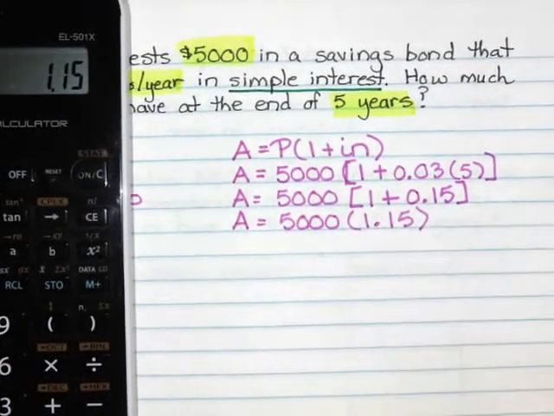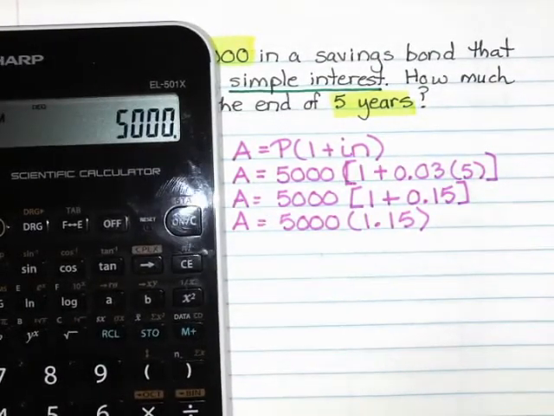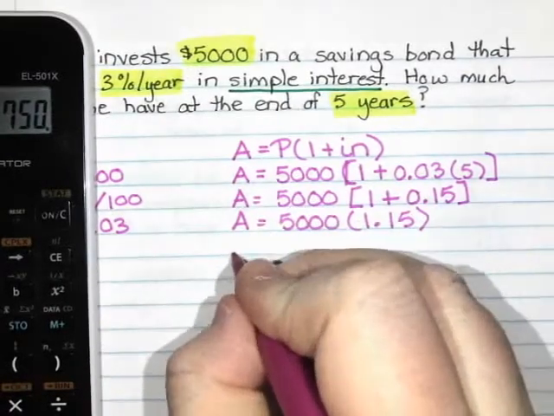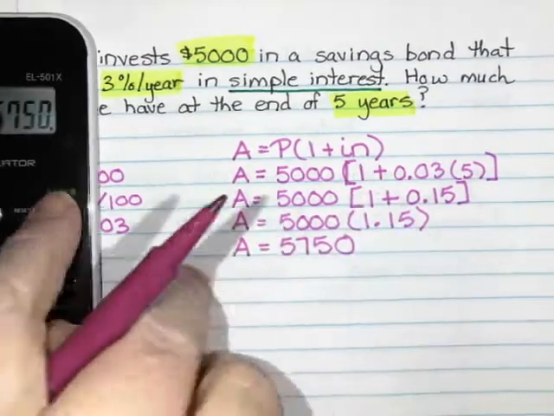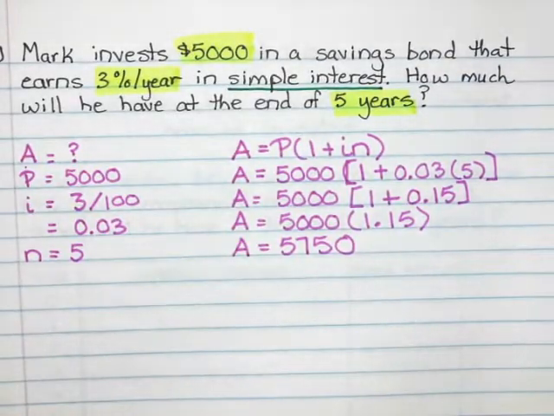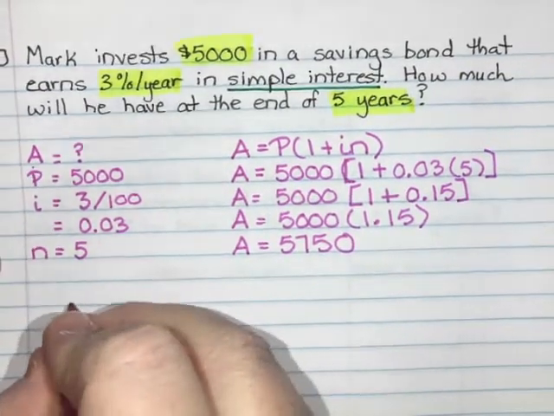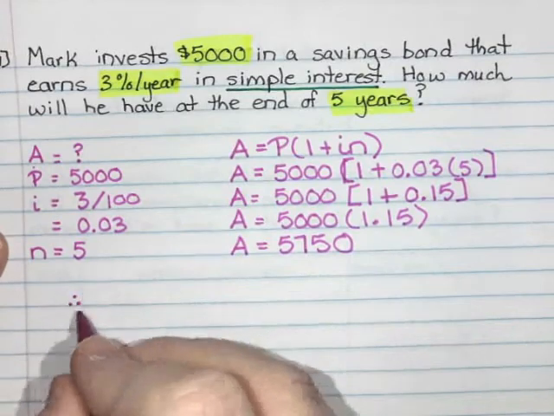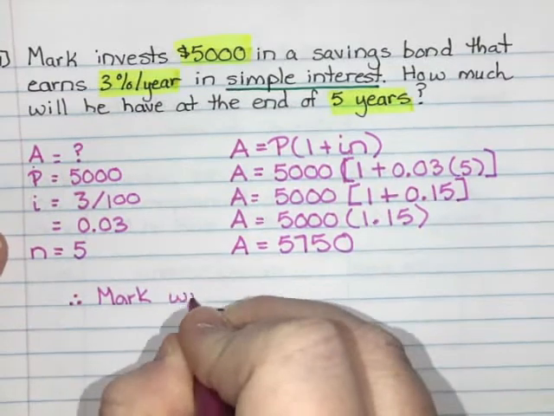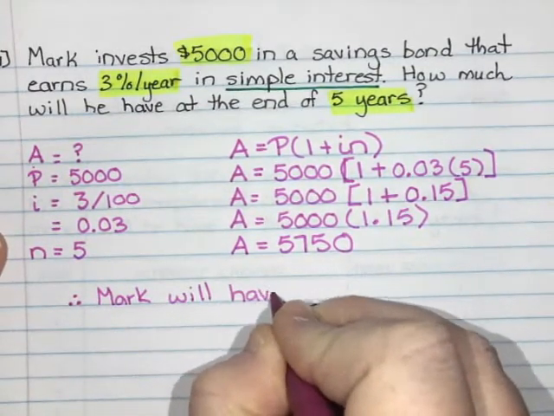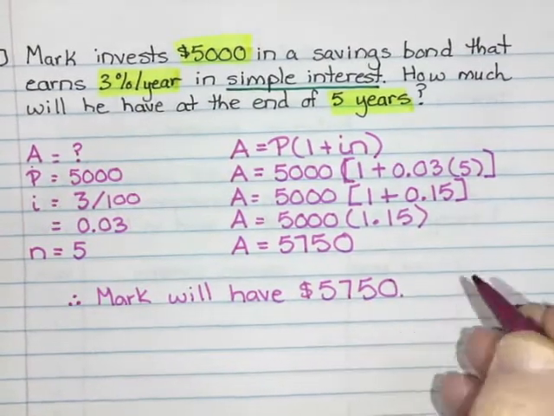So I have 5,000 times 1.15. If I multiply that by 5,000, I get $5,750. So if he puts $5,000 in an account that gets 3% a year and he leaves it there for 5 years, at the end of 5 years, he should have $5,750. So I'm going to say, therefore, Mark will have $5,750. It's not too bad.